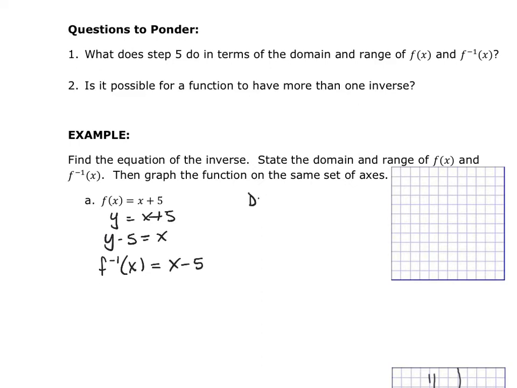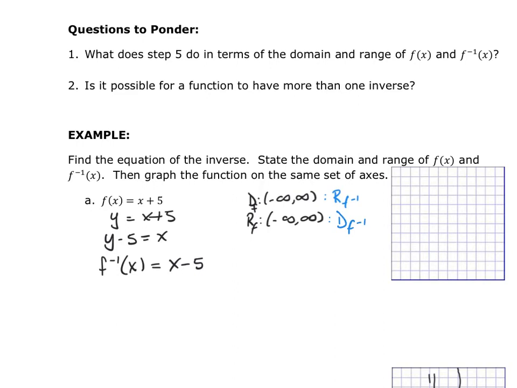The domain of my original function, because this is a line, is everything. The range of my original function, so these are f subscript, is also everything because it's a line. That means the range of my inverse is everything, and the domain of my inverse is everything. Domains become ranges, ranges become domains.